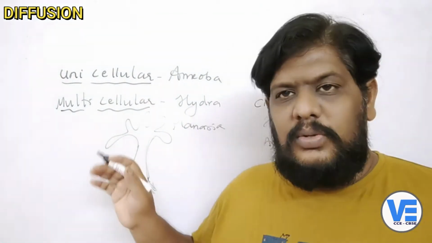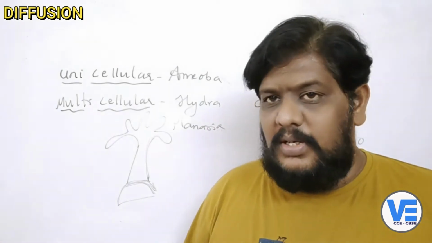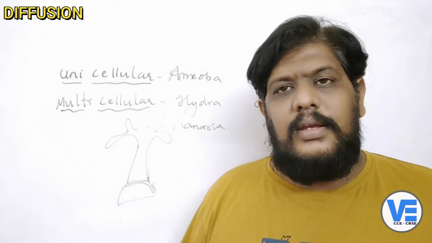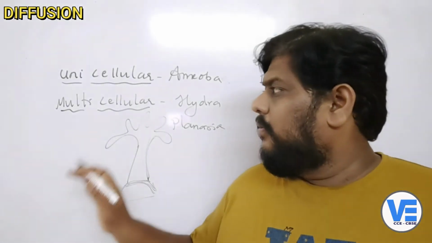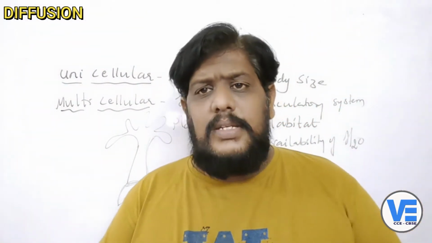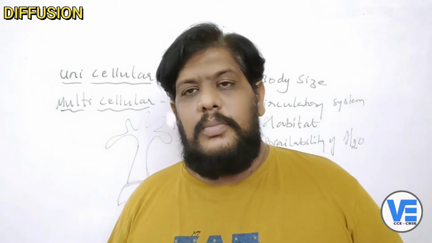So it doesn't move anywhere. These Hydras and Planarias undergo respiration through diffusion. You already know what diffusion is, right? Now coming to bigger animals, like insects: how will the respiration process take place in insects?